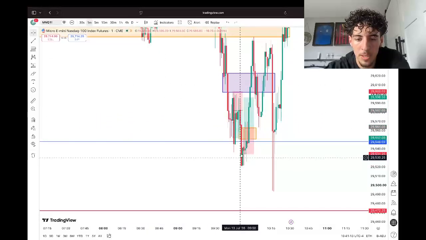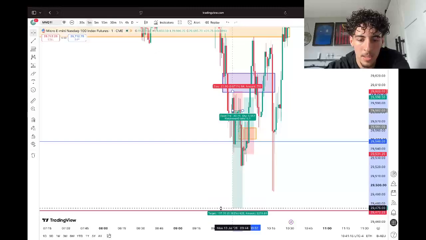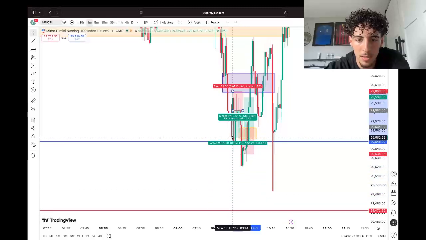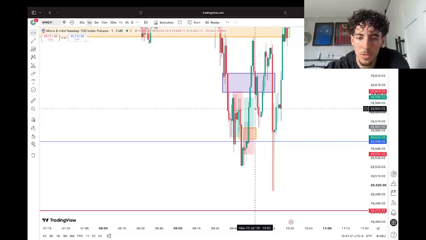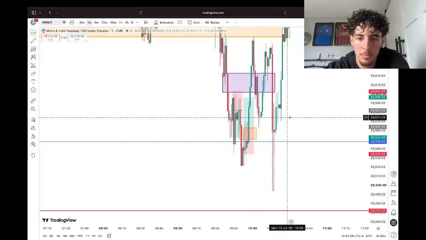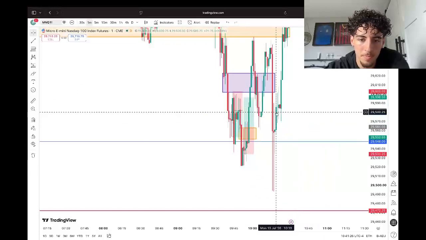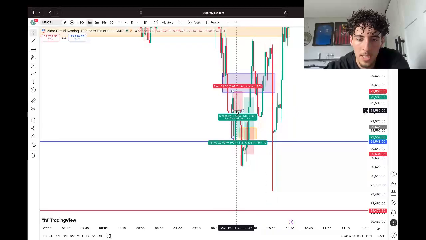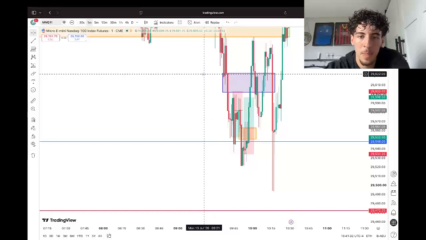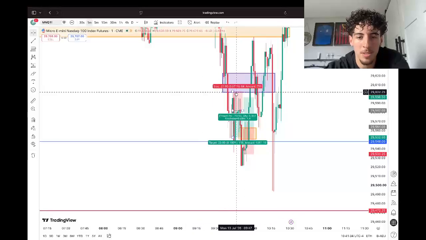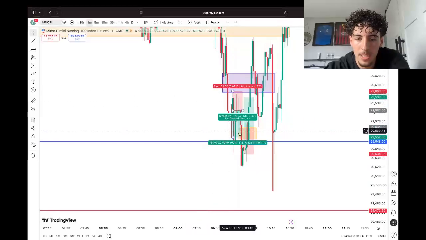I moved my TP. Instead of having TP at event horizon, I just put TP at this low because I felt like we were going to reverse off this level, which we did, as you guys can see. We did enter on that, but I'll explain that in the next part. But yeah, change state of delivery tap, higher time frame inversions. Also tap this gap and just continuation lower from there. And then TP was here.